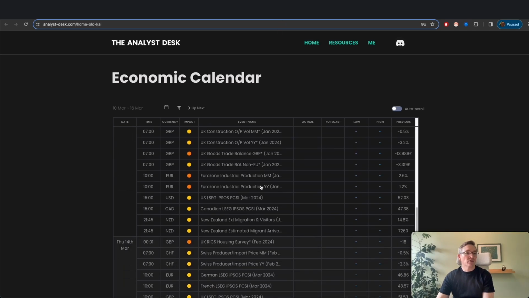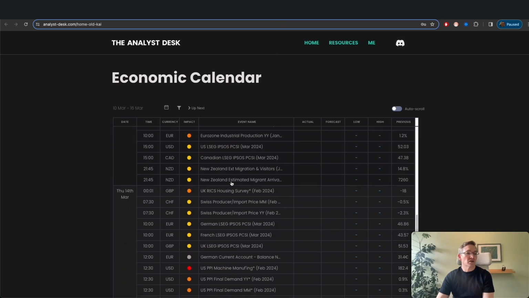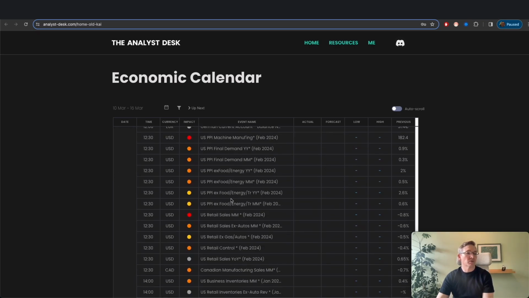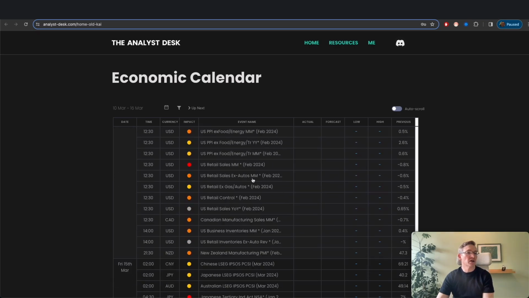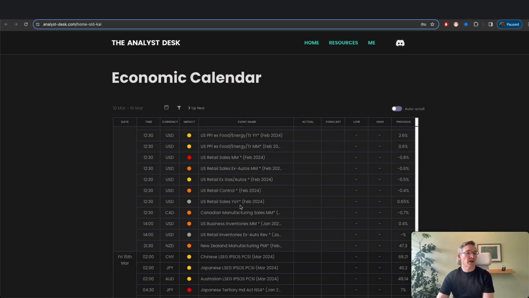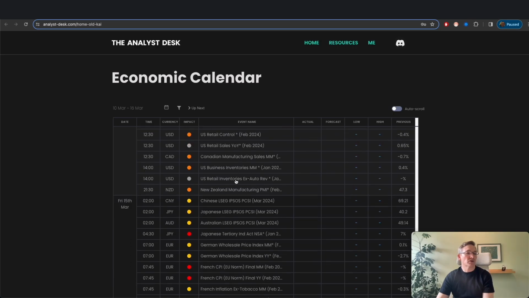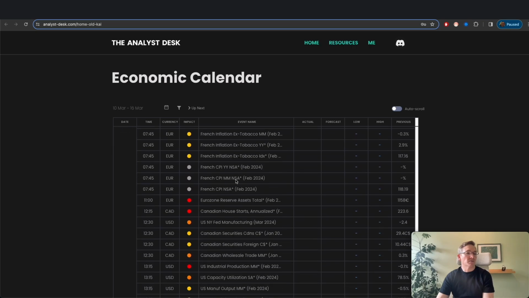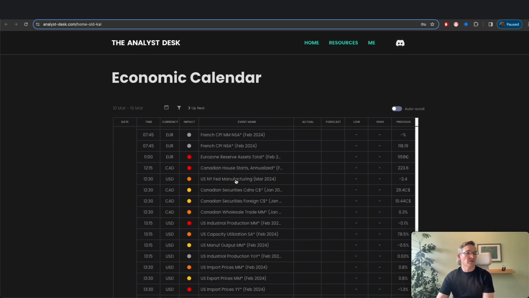Then as we go through the week, there's not a whole lot. The PPI print possibly could be something, but we need to see what the CPI print is first. Retail sales for the US will be interesting to see how the US economy is doing in terms of the retail sector.